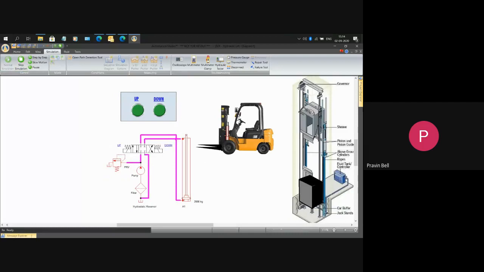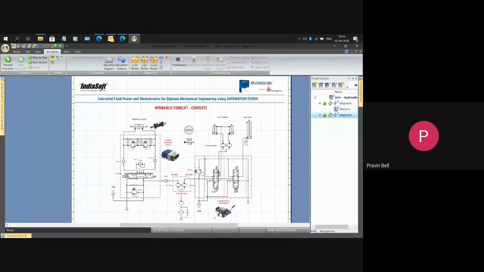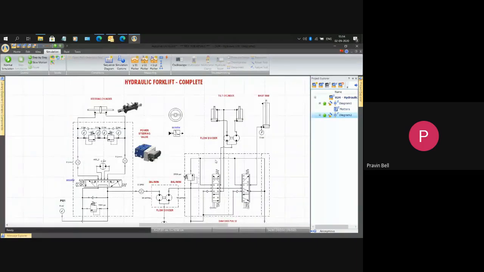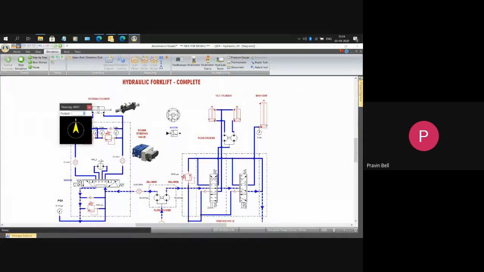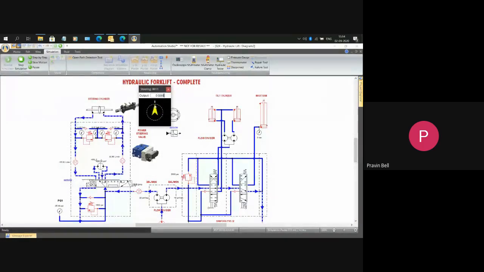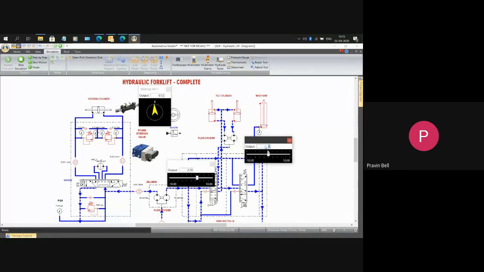But in real life, at a higher level of creating hydraulic lifts and machinery, it is a very, very complex circuit like this, but it's not for diploma. This is a hydraulic forklift circuit here. In a hydraulic forklift, you have something like a steering wheel for power steering. Then at the other end, you have these tilt cylinders. And then you have a lifting cylinder. This last cylinder is the lifting cylinder here.